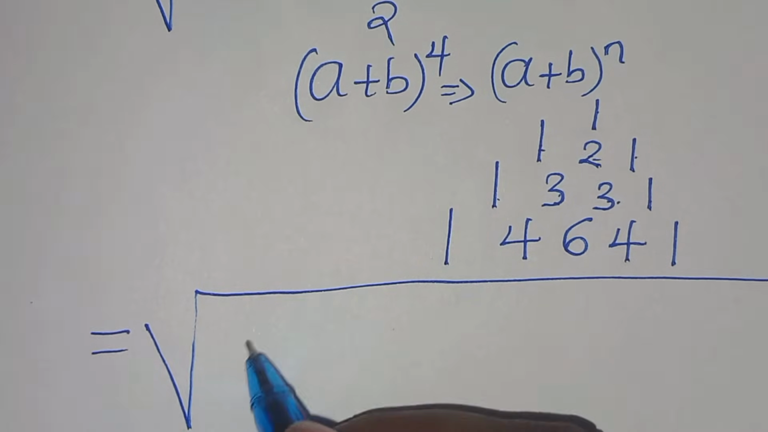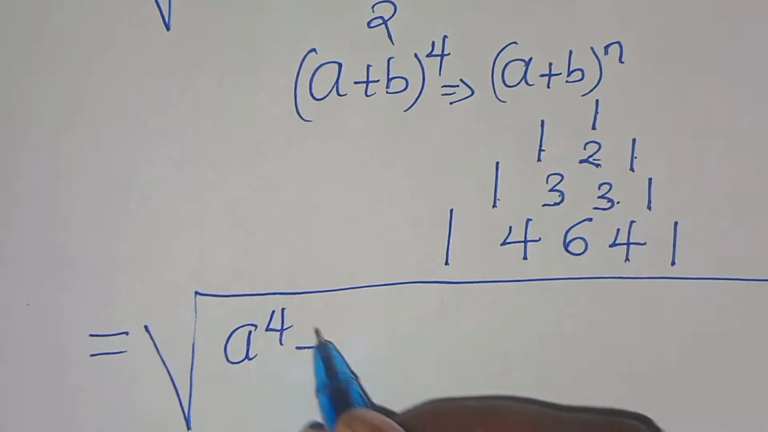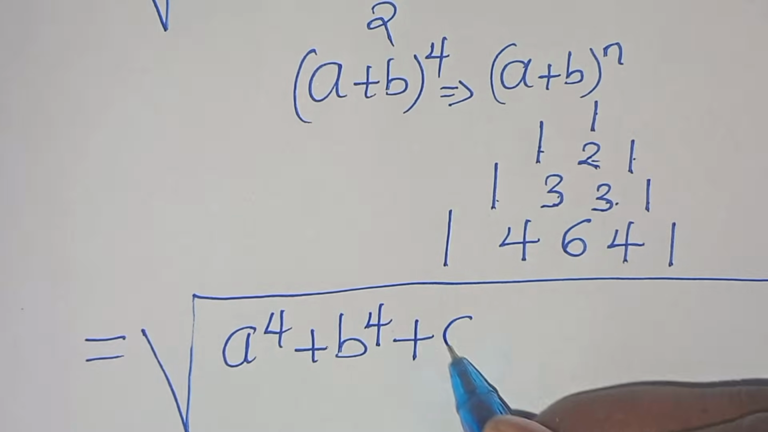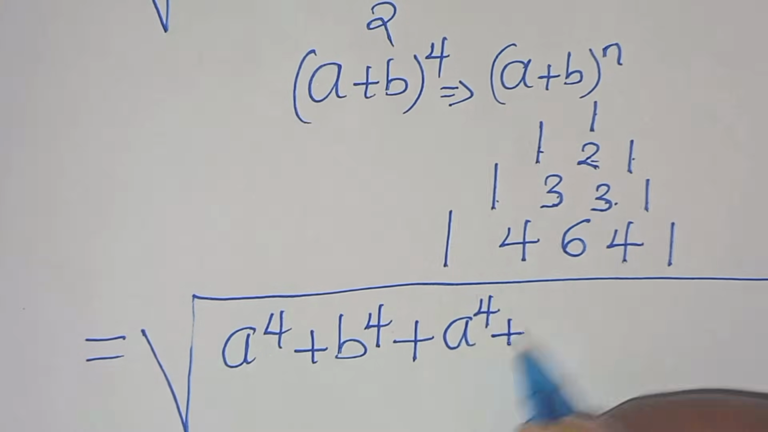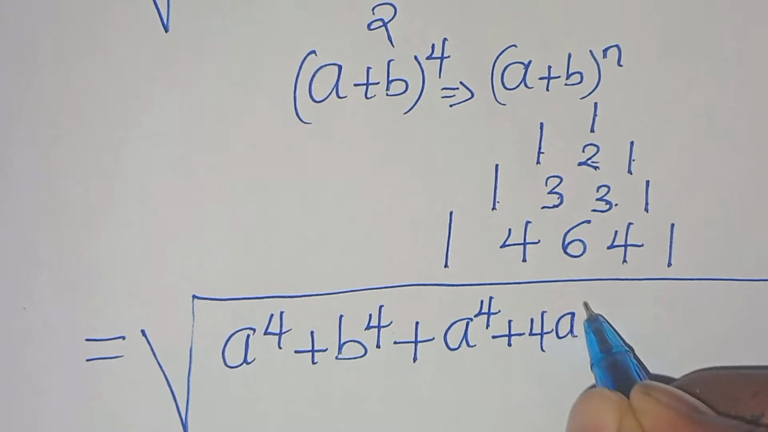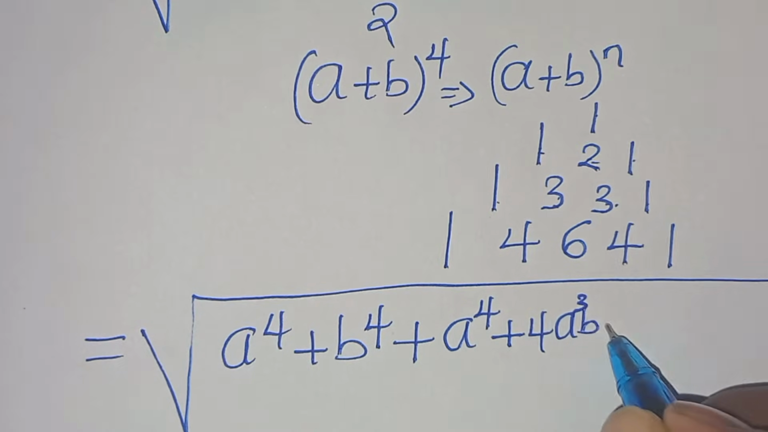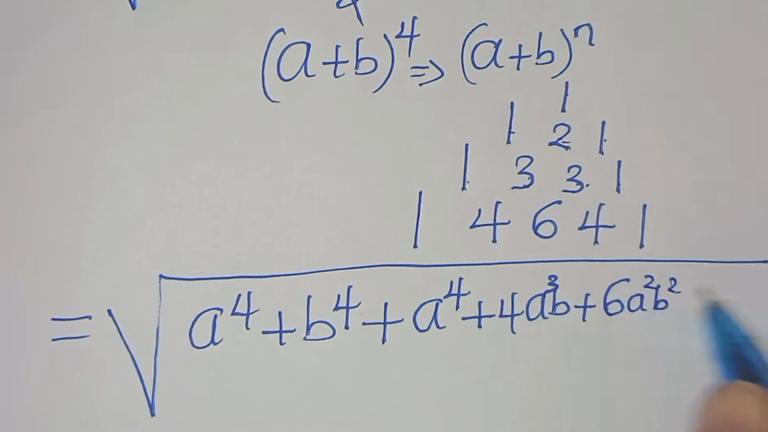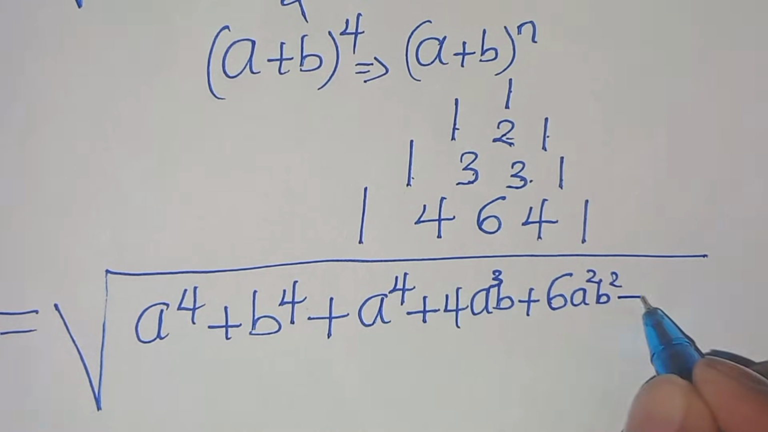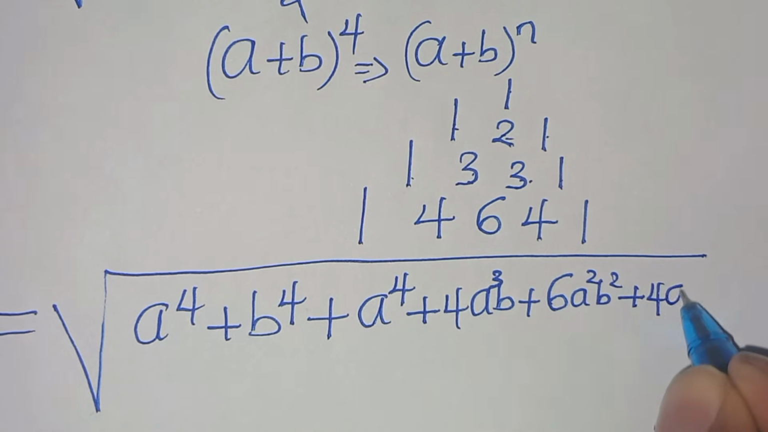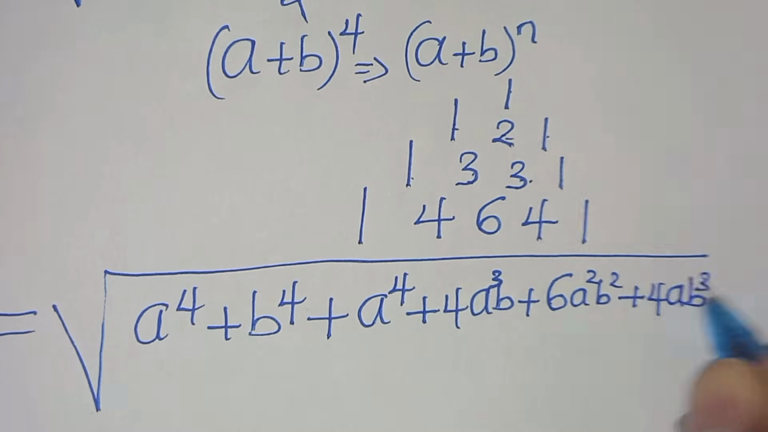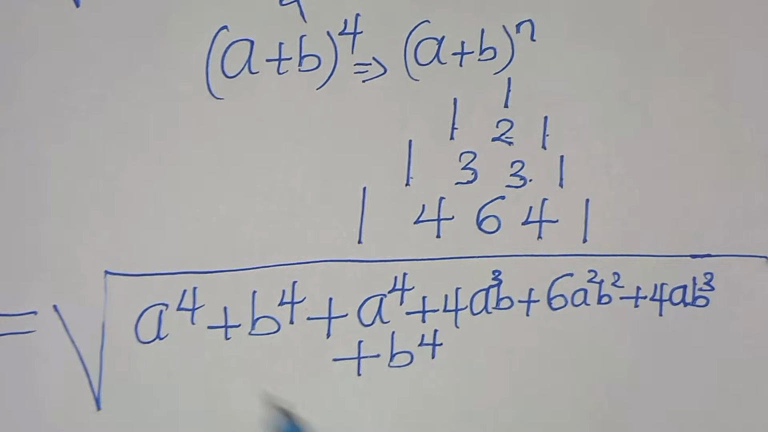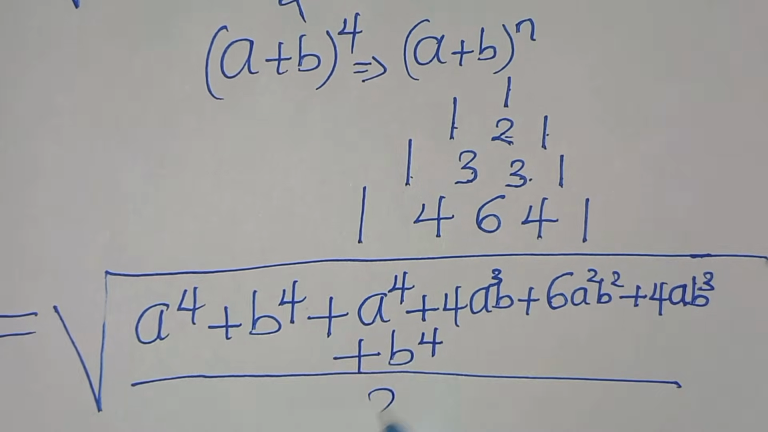So we have the coefficients here, so we can express this as the square root of a to the power of 4 plus b to the power of 4, then plus a to the power of 4 plus 4a to the power of 3 b, then plus 6a to the power of 2 b to the power of 2, then plus 4a b to the power of 3, then plus b to the power of 4, everything here divided by 2.